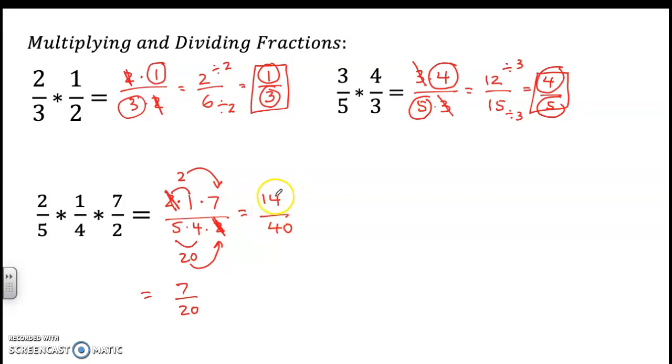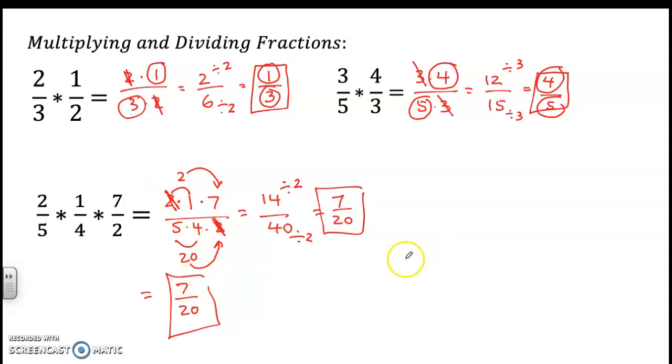I see that this is an even number, 14, and 40 is an even number, right? Because the 4 is even, the 0 is even. Any number that's ending in 0 is going to be an even number. So that means I can divide by 2 and by 2. 14 divided by 2 gives me 7. 40 divided by 2 gives me 20. So I can multiply and then simplify, or instead of multiplying all those numbers, I can see which numbers I can simplify and reduce.